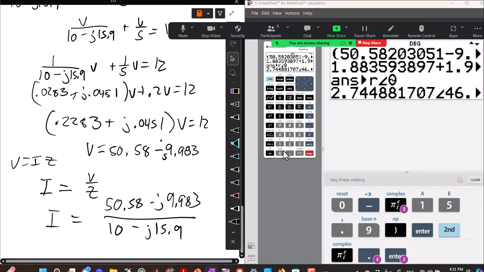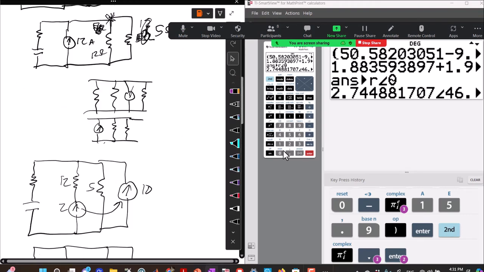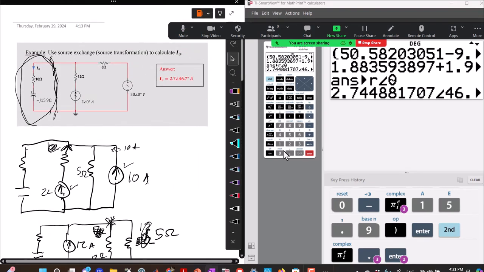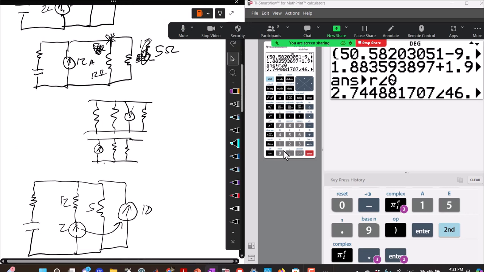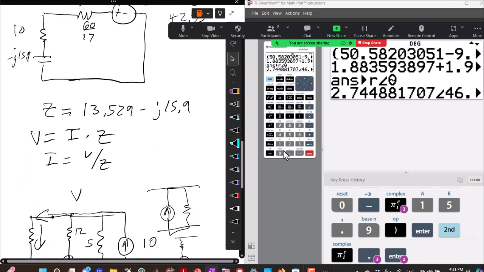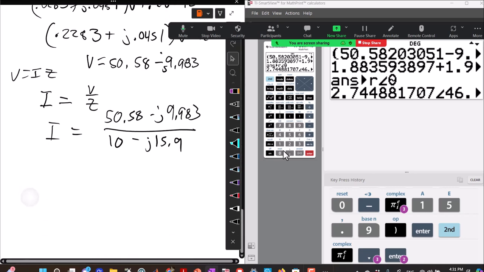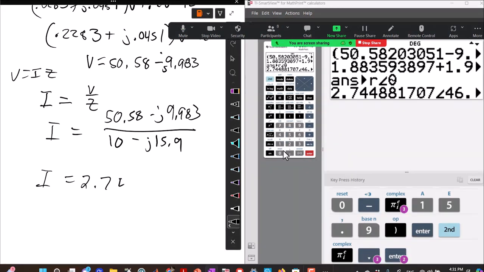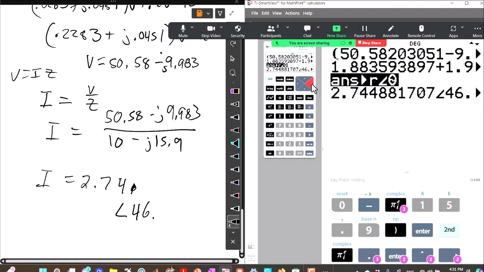Hey, there we go. 2.7 angle 46. So, ignore the magic that I tried to do at the beginning. I thought it was very clever, but it was just wrong. And so instead, the way I did it, the second part, is correct.